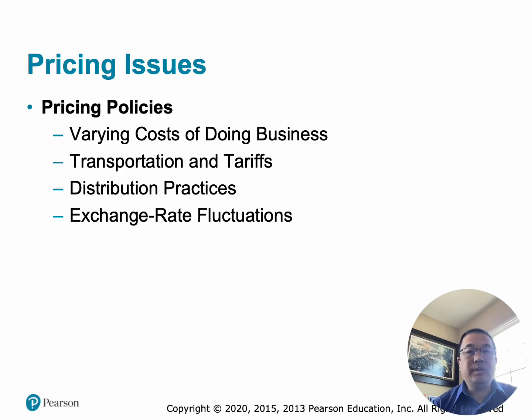Number two, transportation and tariffs. Products sold internationally often incur additional costs. The transportation costs include shipping, warehousing, insurance, and customs handling. Tariffs. A tariff is a tax imposed on imported goods. So a U.S. company exporting products to another country may face import duties, customs fees, and border taxes. These costs increase the final selling price. Marketing implication: companies must decide whether to absorb the extra costs or pass them on to customers.